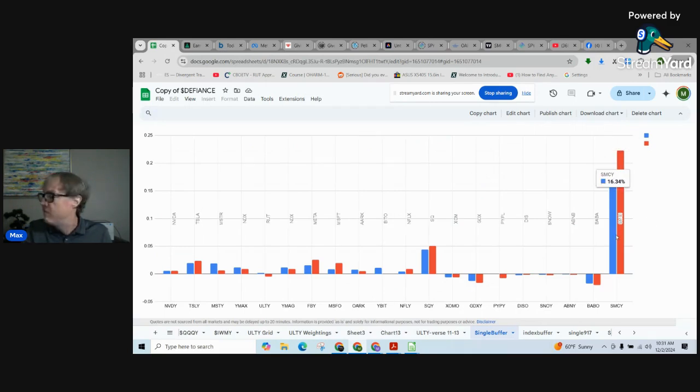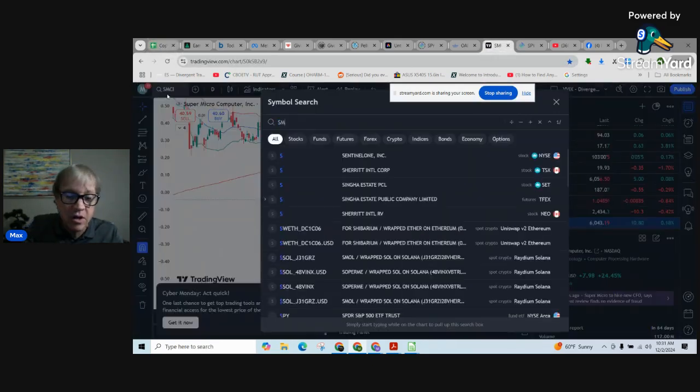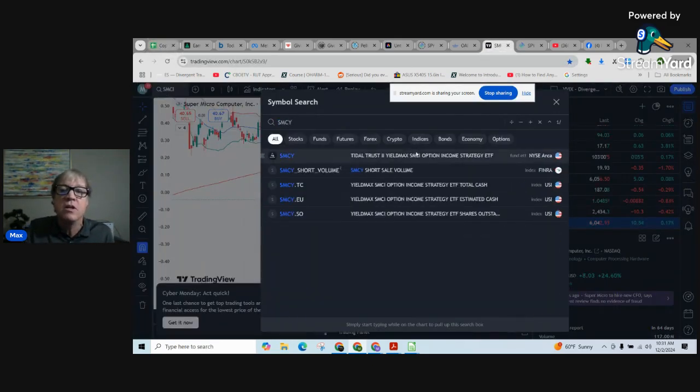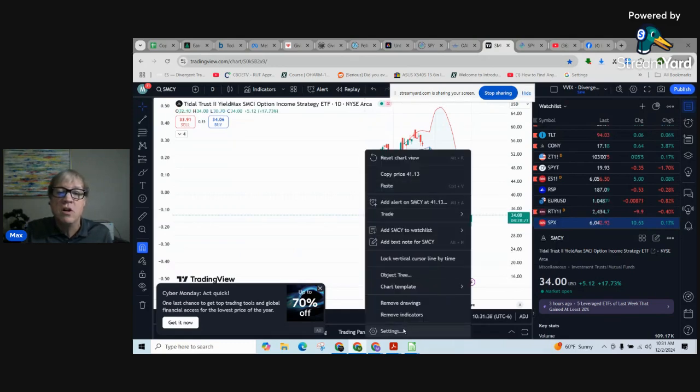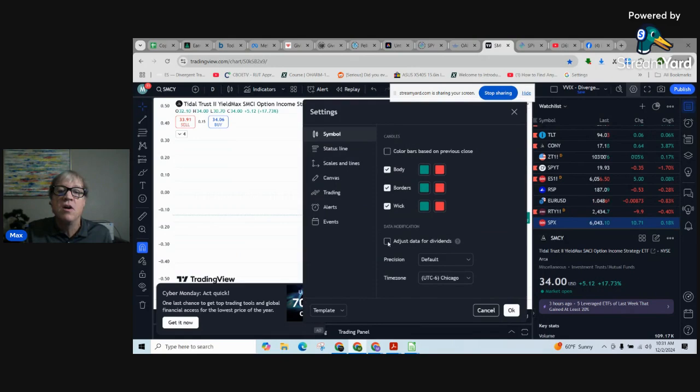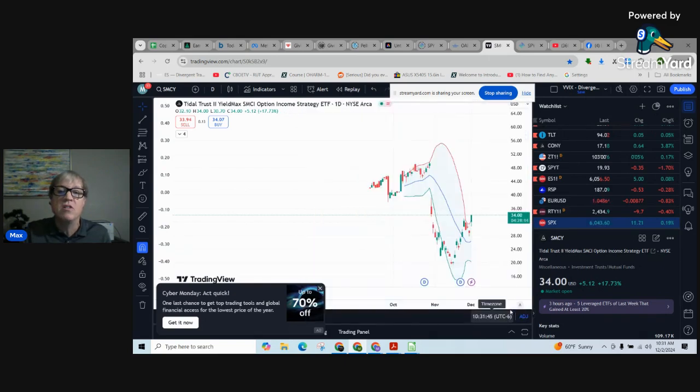What's really pretty freaking impressive is SMCY. It's a covered call fund, supposedly a covered call fund, so it should have a capped upside. No capped upside here. It's up 16 freaking percent today. Let's look at SMCY. This is since inception, daily bars. Let's turn on the data for dividends. That means we're going to include the dividend payments in the return, to see how it's done.